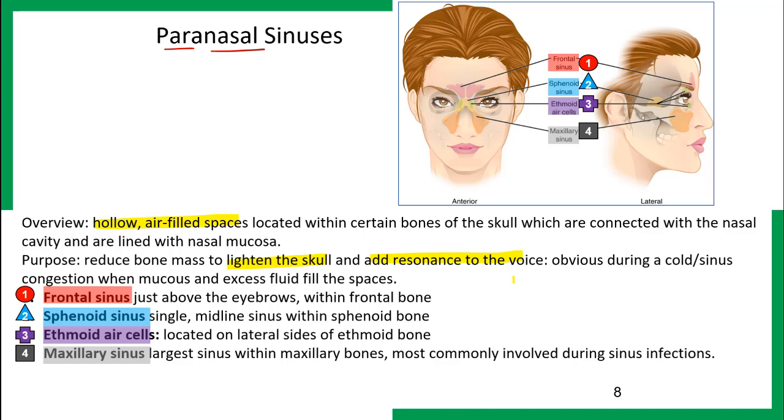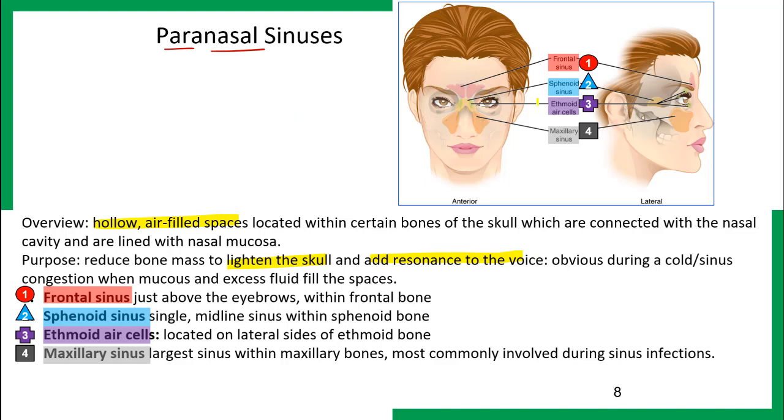And this resonance that the paranasal sinuses add to our voice is obviously altered when we have a cold or a sinus infection, because what happens with a cold or a sinus infection is that you've got mucus and excess fluid actually filling in the paranasal sinuses. So instead of your sinuses being air filled, they're going to be congested with mucus and fluid, and then it sounds like we're talking underwater kind of thing.